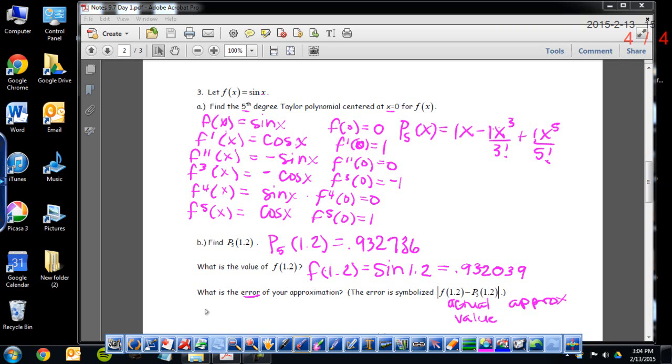So the error of this approximation is taking that actual value, 0.932039, and subtracting the approximation, which is 0.932736. And I'll go ahead and write the absolute values there. And that is 0.0006969.